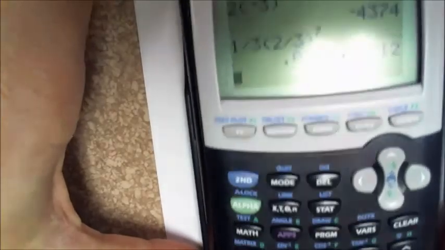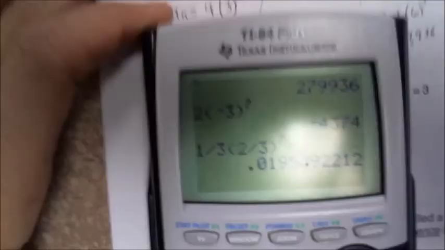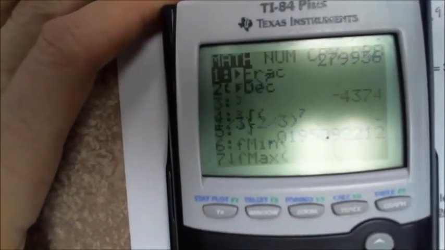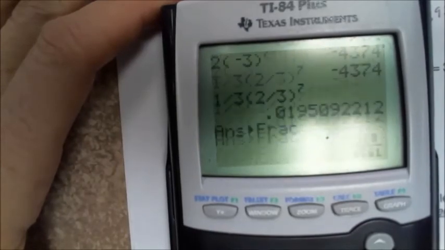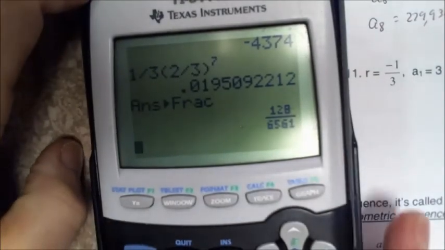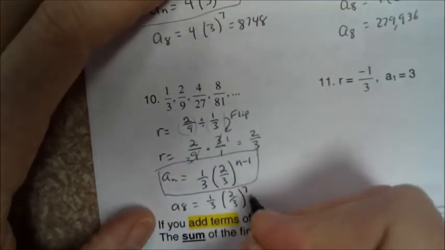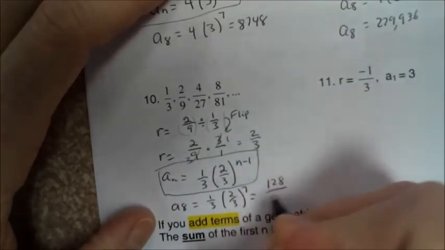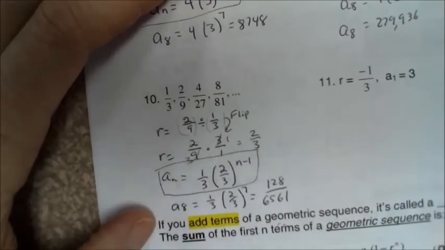And I thought I'd get a long decimal here, which I don't want to write down. I am going to do a math frac, see if it turns into a fraction. Oh, it does. Good. So 128 over 6561. It's a lot easier to write that.